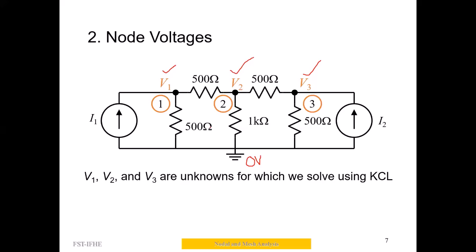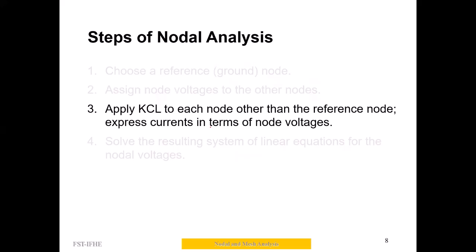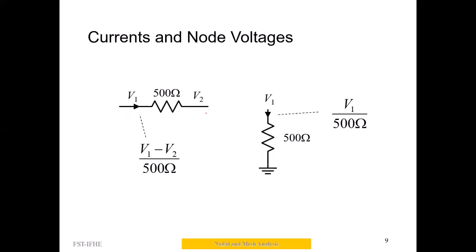So having done with the second step, the third step is to apply KCL at each node, write down the KCL equation, and then express the currents in terms of node voltages. What I mean to say is that we need to assign the currents in between the nodes. For example, the current is flowing from V1 to V2. We can say this current is an incoming current. Let us suppose the current flowing in 500 ohms is I1. So in KCL, you will write I1 is equal to I2 plus I3.